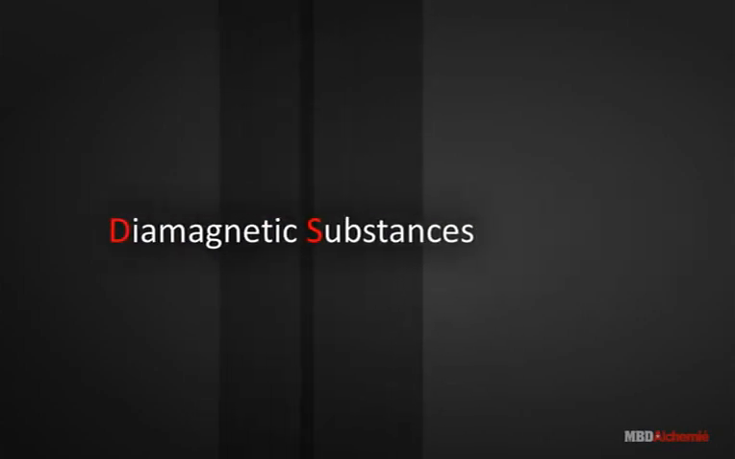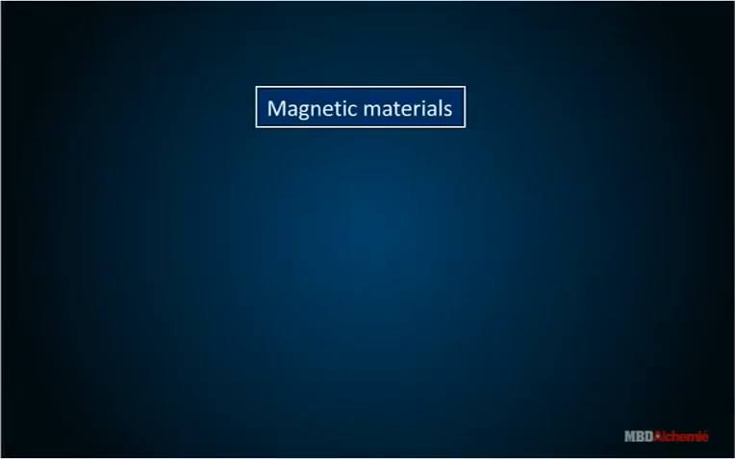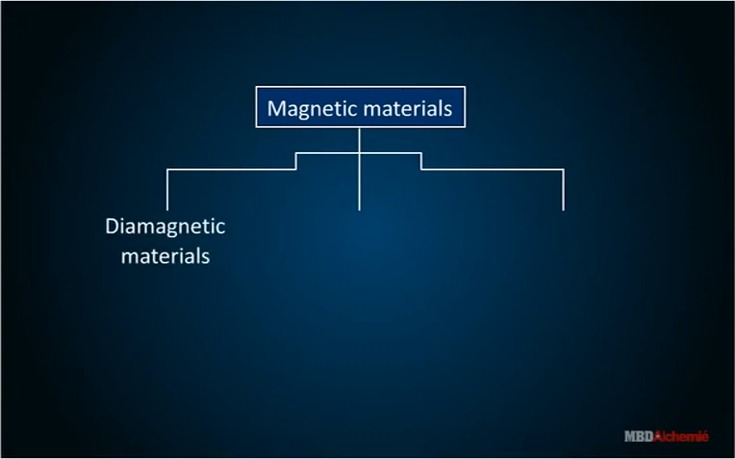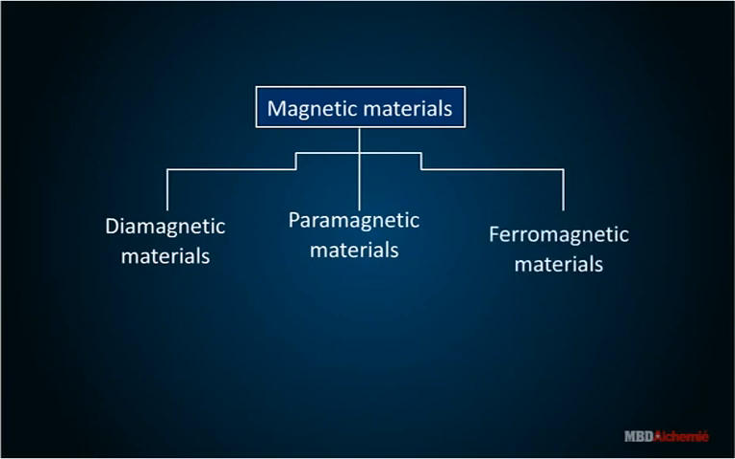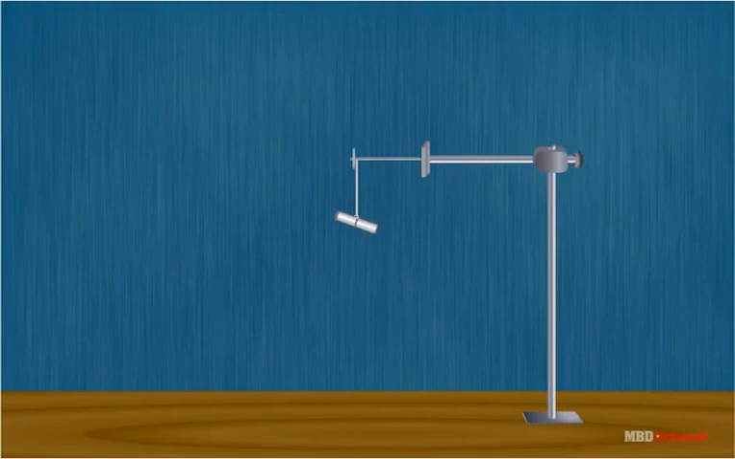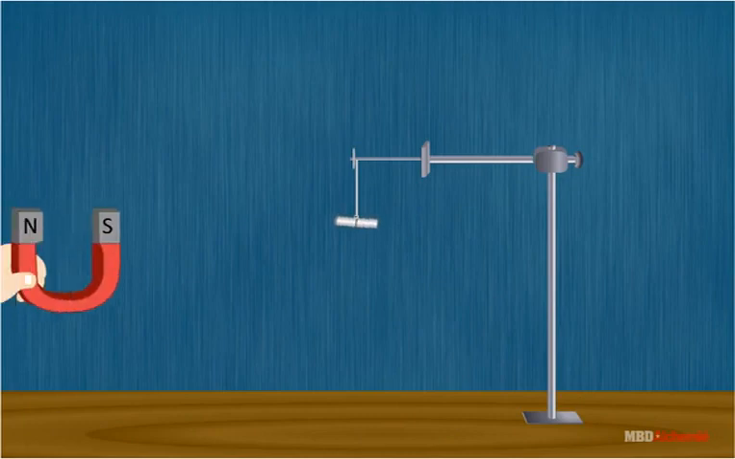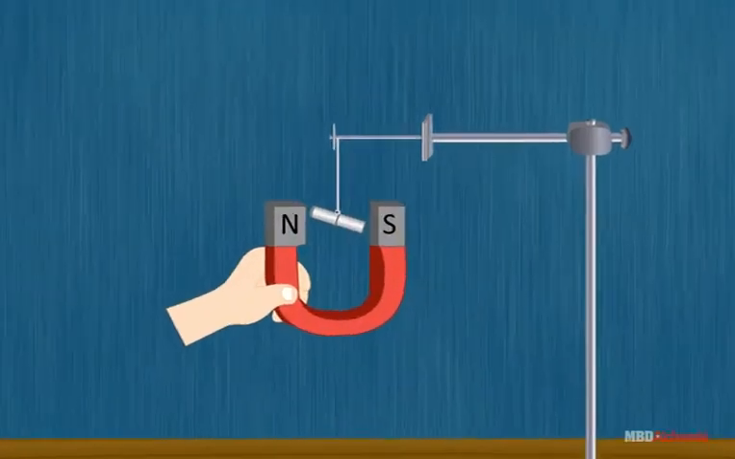Diamagnetic substances. Faraday divided the magnetic materials into three classes on the basis of their magnetic behavior: diamagnetic materials, paramagnetic materials, and ferromagnetic materials. Let's discuss diamagnetic materials here.